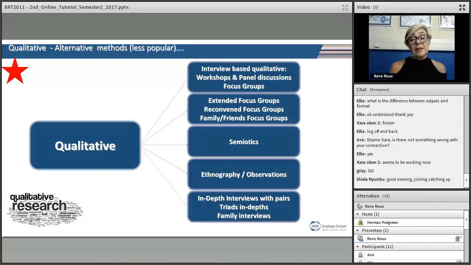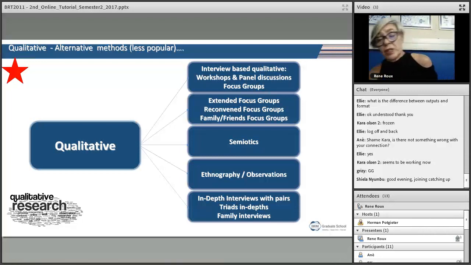Or you can have extended focus groups where the people know that today we're going to have a 2-hour focus group and tomorrow we're going to have another one. Family and friends. So it can be a focus group with a group of friends or with a family group. Semiotics is about language. It's about signs. So this is not so much about the wording, but what gestures, body language, signs do people use.